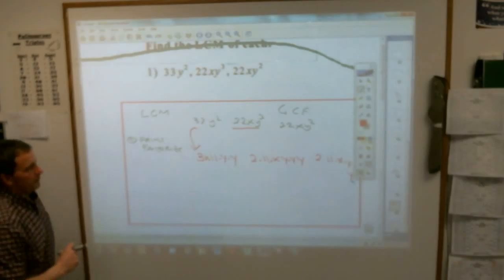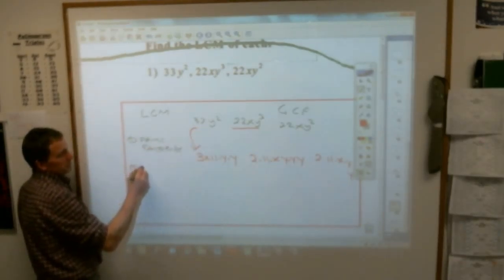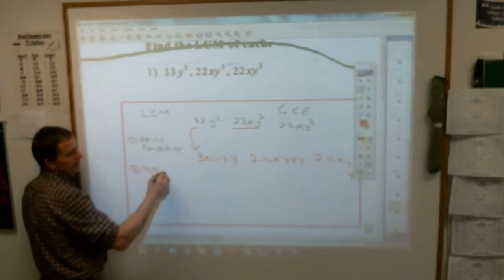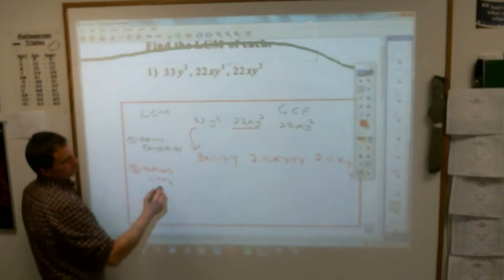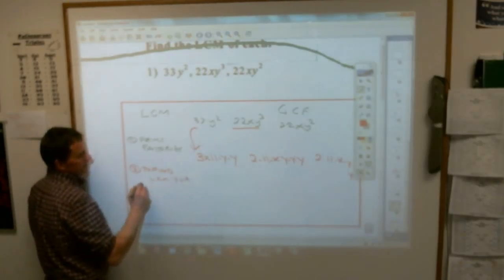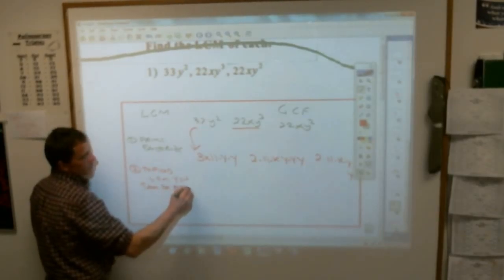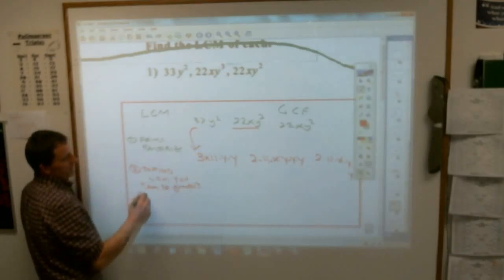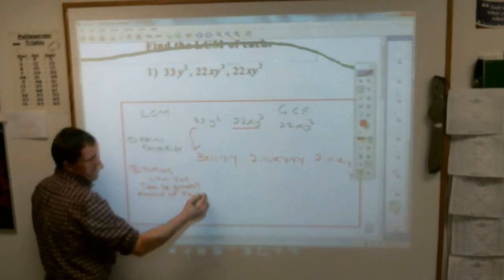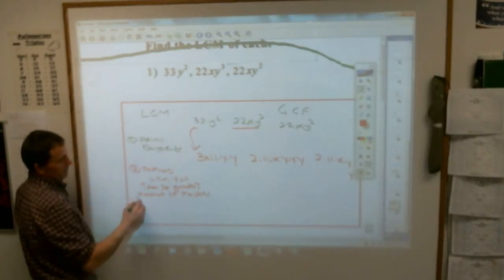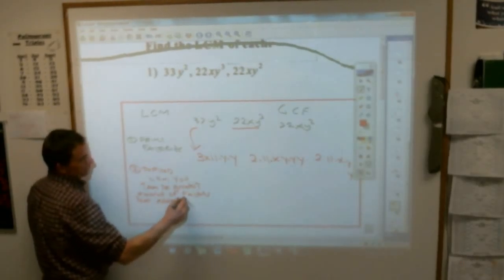Now here is where they split off in what you do. So this will be step number 2. To find the least common multiple, you take the greatest amount of factors that appear in your prime factorization.